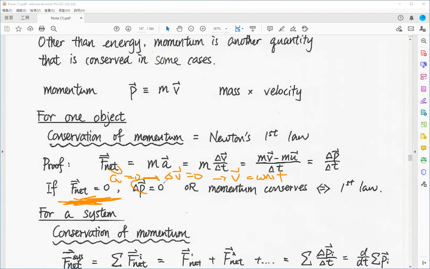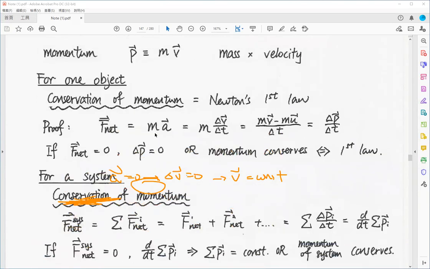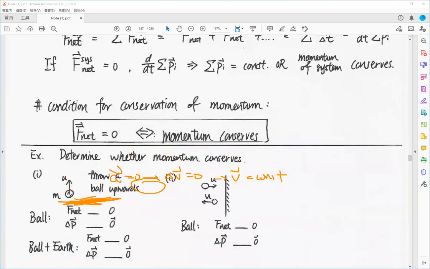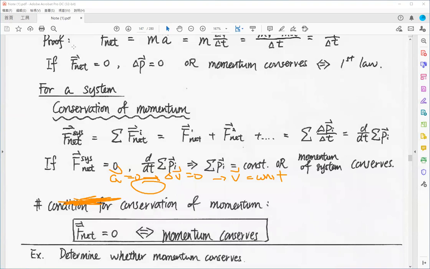Or you say that the change in momentum is zero, so that means momentum is conserved. Okay? So these two laws are identical if it's only for one object. But if there's a system consisting of more than one object, then the conservation of momentum will be useful.